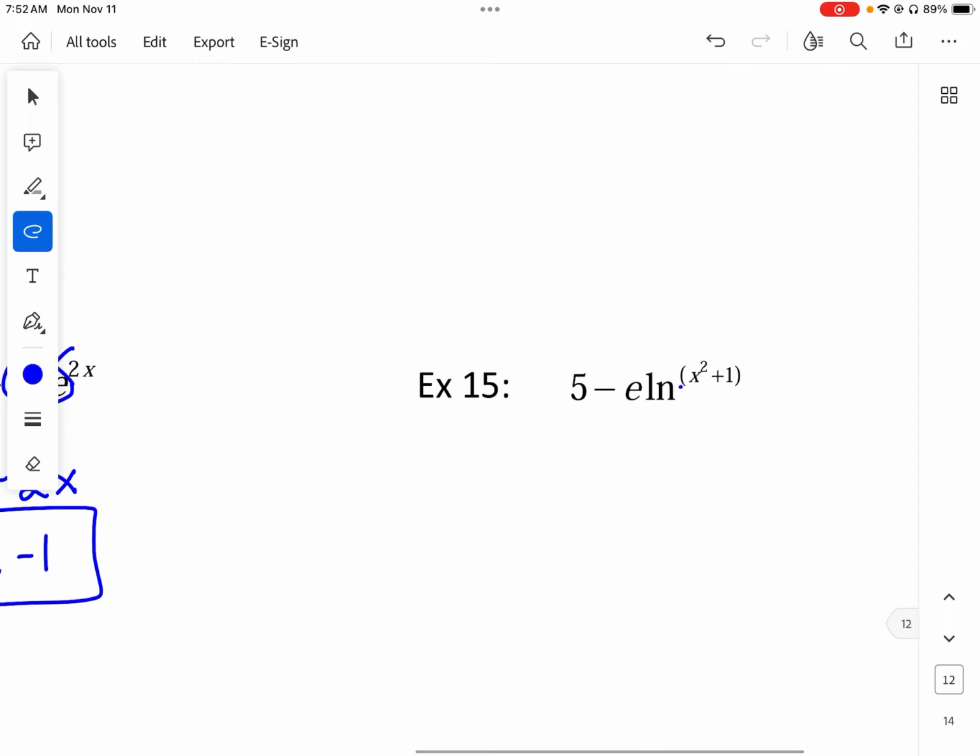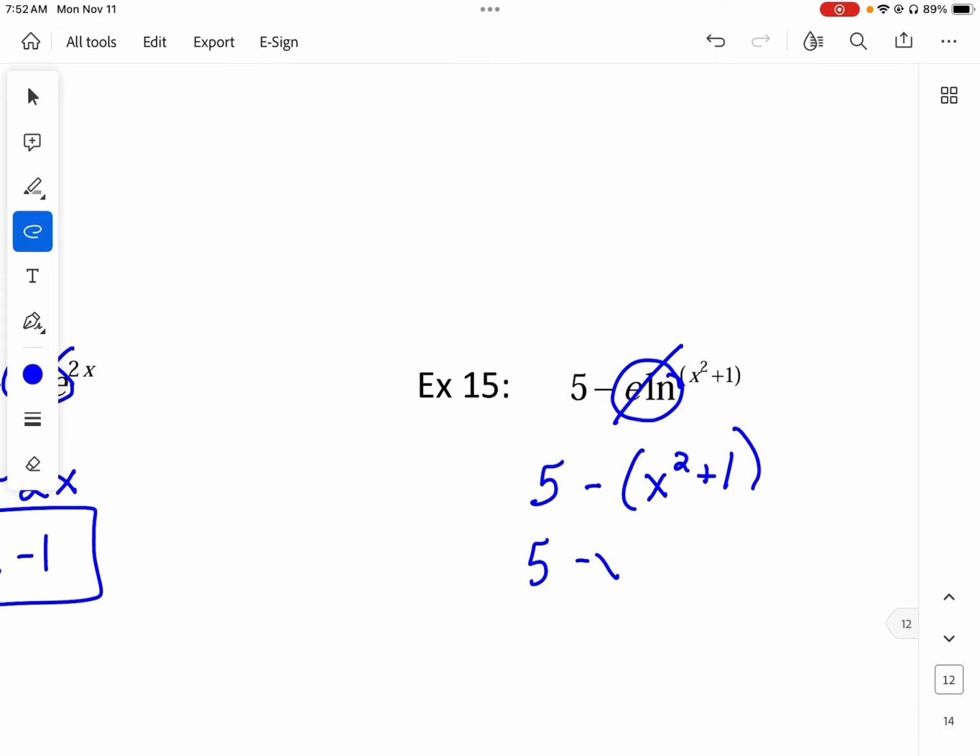Okay, the next one, very similar. These are going to cancel, so we get 5 minus x squared plus 1, 5 minus x squared minus 1. Simplify that, negative x squared plus 4.